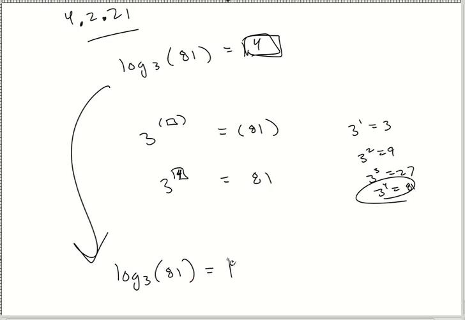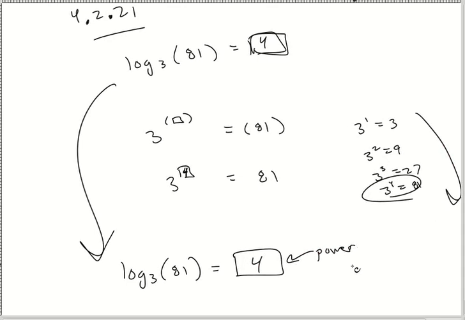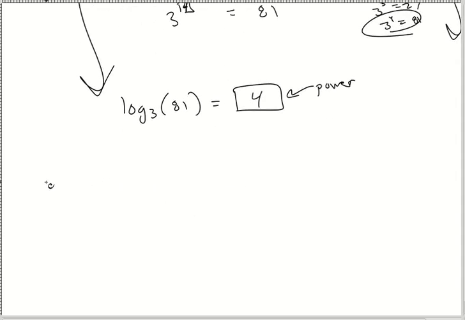Now that we've had this here, I'm going to ask you 3 to what power is 81? Go down the list. 3 to what power is 81? 4. So that's your power. Just another thought there. You don't have to keep setting it up. You don't have to cancel. Just 3 to what power is equal to this guy? Okay. Just another thought. Not required.